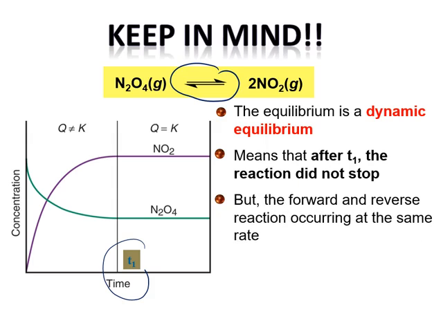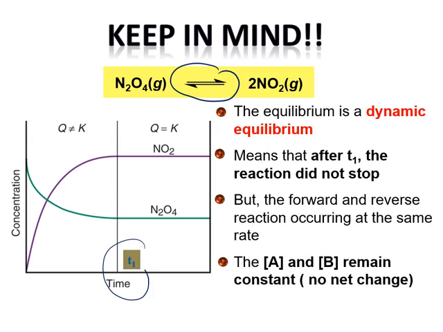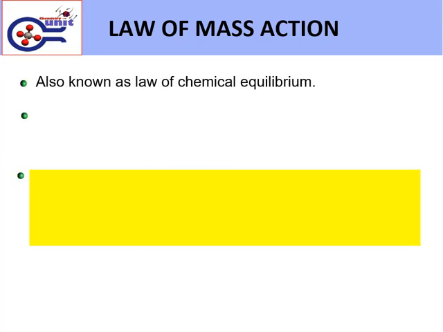But the rate for the forward and the rate for the reverse occur at the same rate. That's why the concentration of N2O4 and NO2 remain unchanged. Tengok ni, after T1 awak punya NO2 concentration dia sama. N2O4 pun concentration dia sama. Walaupun T dia dah berubah. Okay? So what is the law of the mass action?